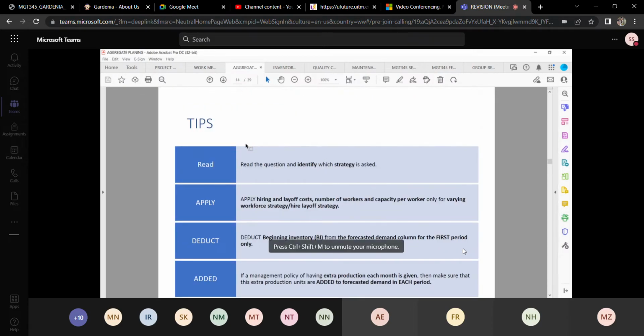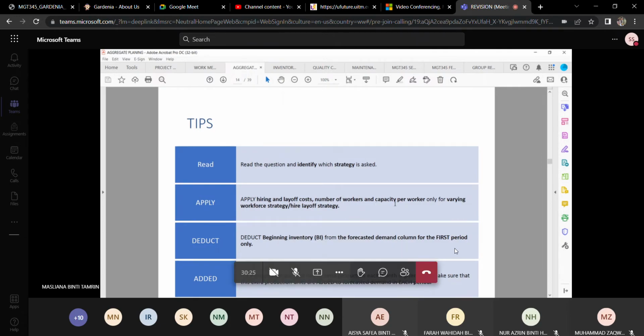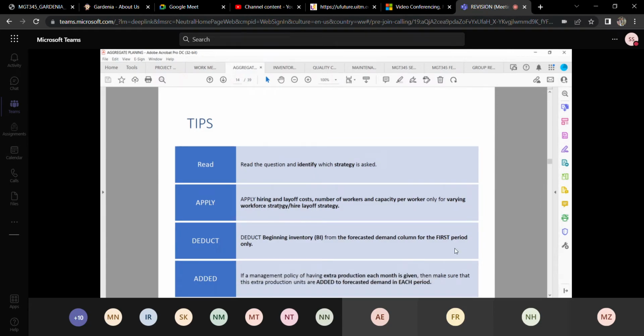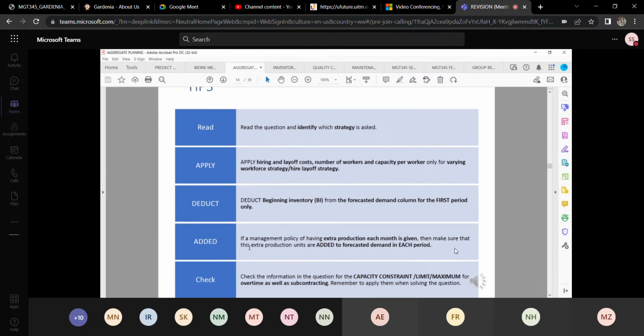Okay. So the tips, okay, don't forget to read the tips, okay, read the questions and identify which strategy is being asked. And then over here, I put dah noted dekat sini. Apply hiring and layoff cost, number of workers, capacity per workers, wages cost only for varying workforce strategy or hire and layoff strategy. Deduct the beginning inventory, last month end inventory, previous month end inventory from the forecasted demand column for the first period only. And don't forget that you need to add it.